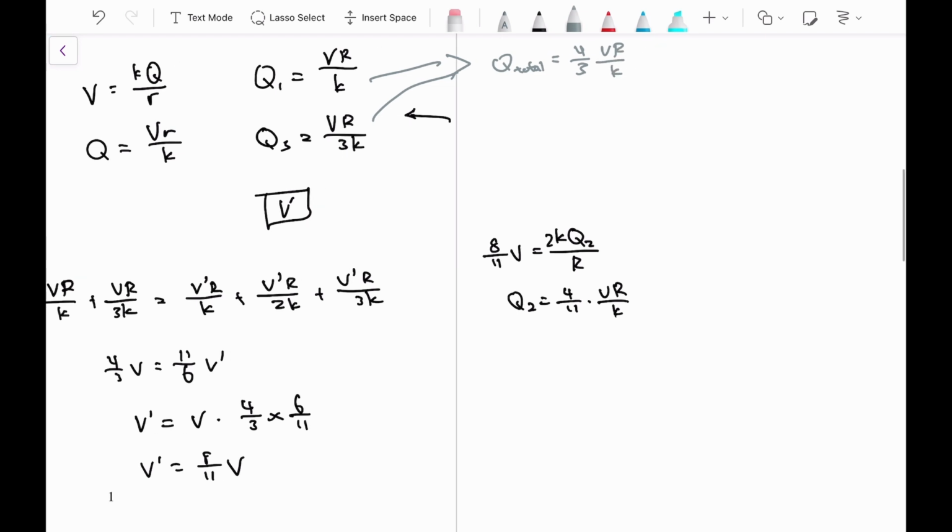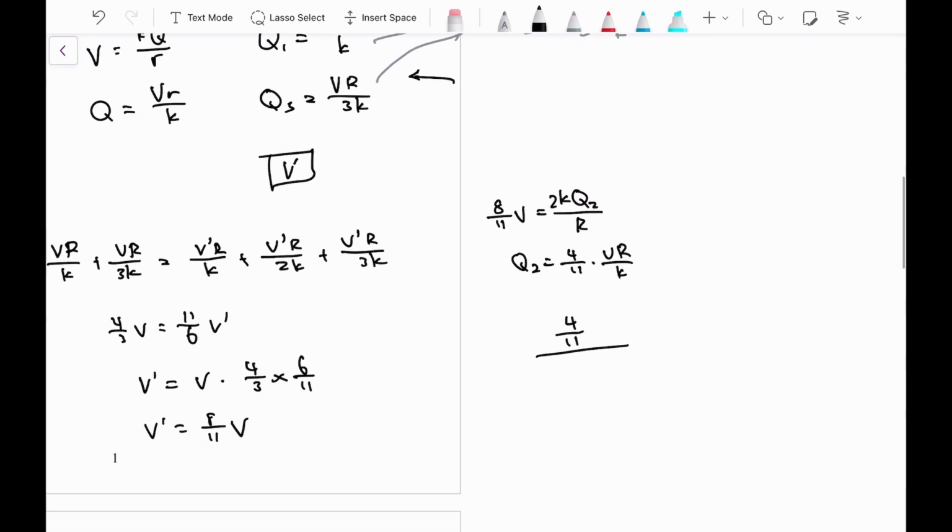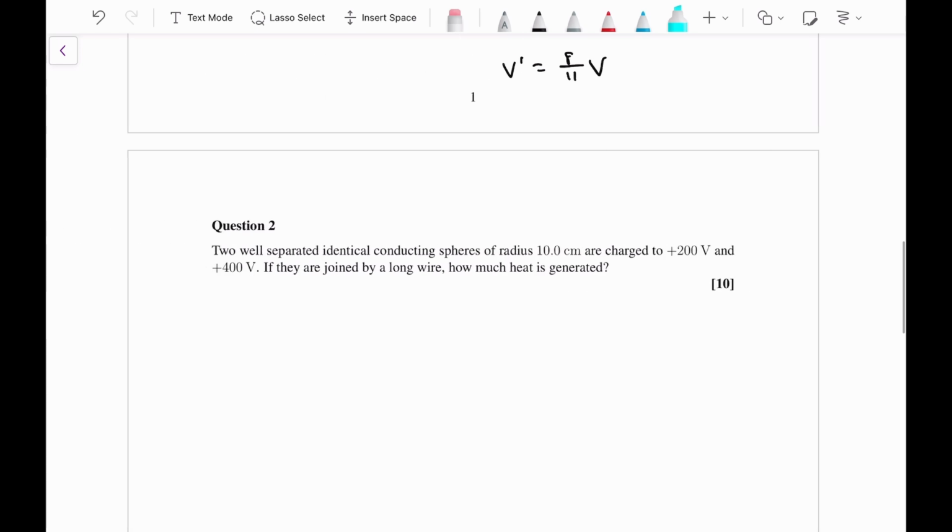Therefore, the fraction would be, we can cancel out the VR over k, so therefore it's 4/11 over 4/3, and that will be equal to 3/11. And this will be the answer to the first question. Now let's look at the second question.